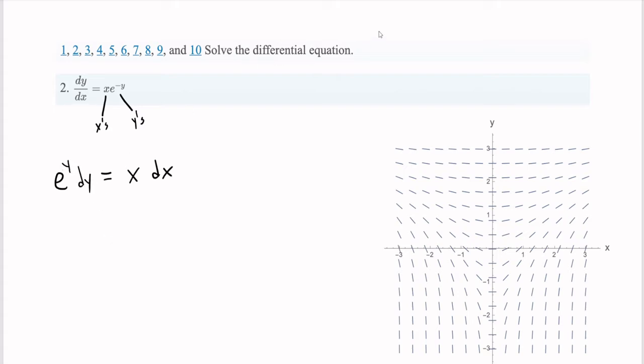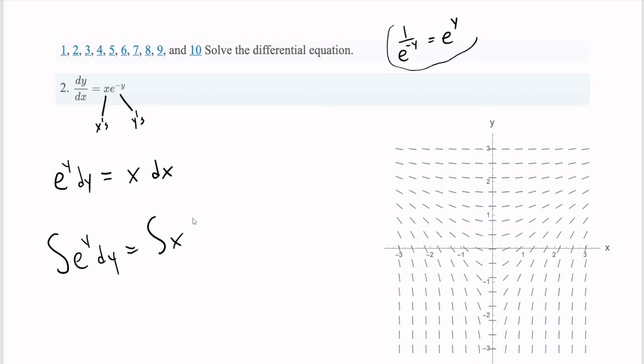Alright, just as a little side thing, 1 over e to the negative y. Well, I can move this up, make this negative. Negative, negative is positive. So that's our little side note. Okay, so boom, that's step number 2, right? What was step 3? Step 3 was integrate.